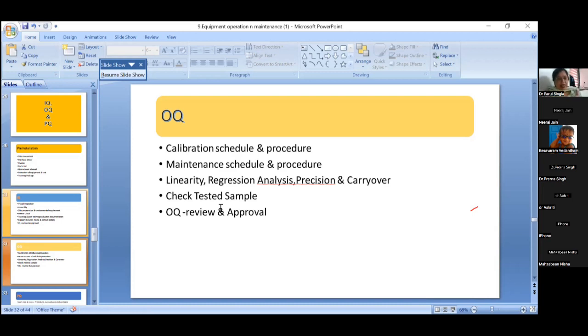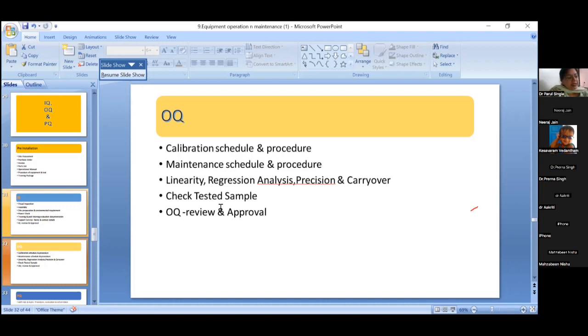So what is there in the calibration schedule and procedure? You should know what all they have in the operational qualification. You have qualified the operations, that the operations of this equipment are fine. They will do the maintenance, then they will perform the calibration. They will do linearity and regression analysis, precision testing, and carryover for those few tests. They check a few test samples, samples that are already tested, they will run on this equipment, and then they will give you the documentation.